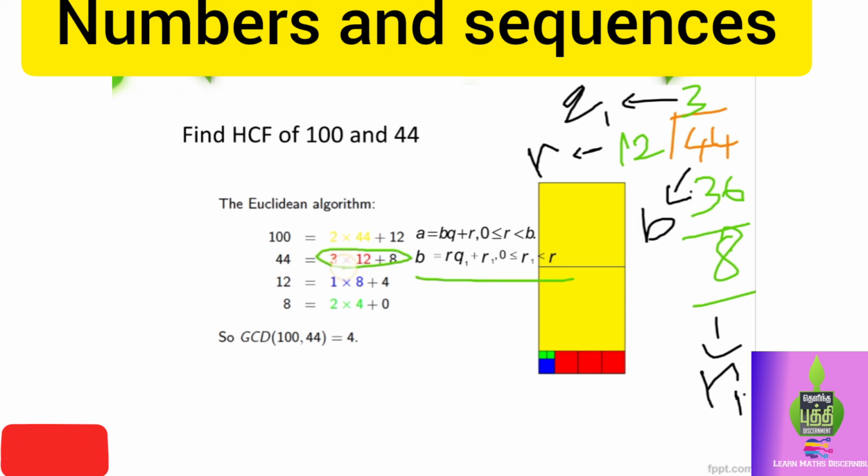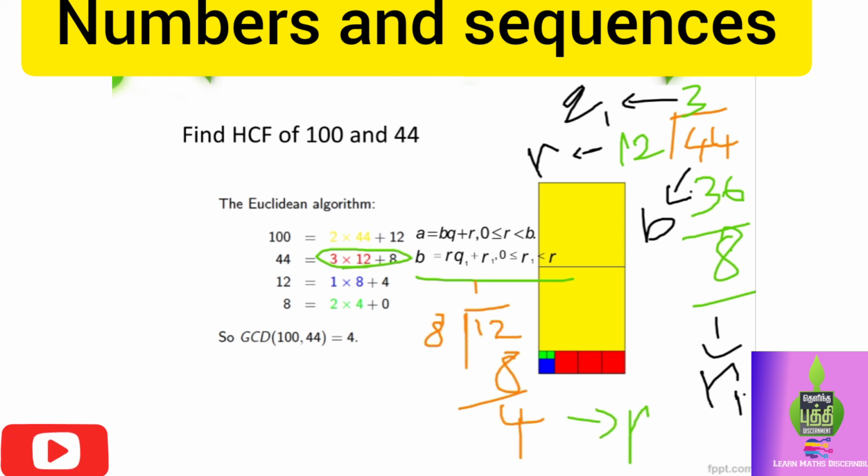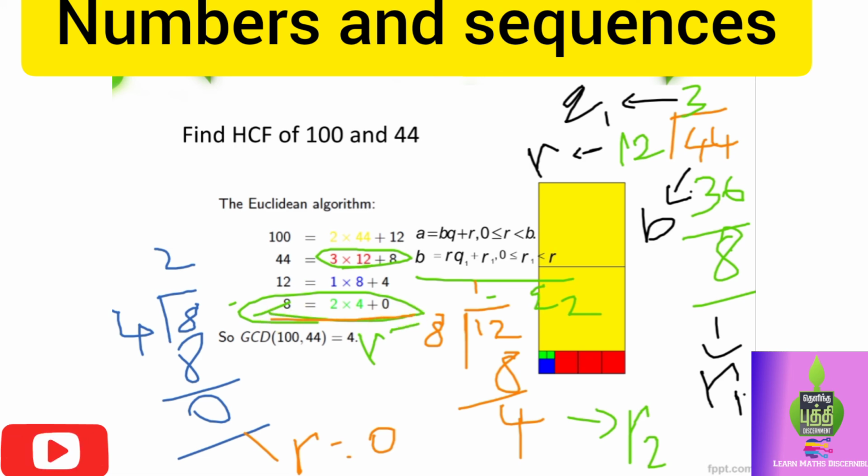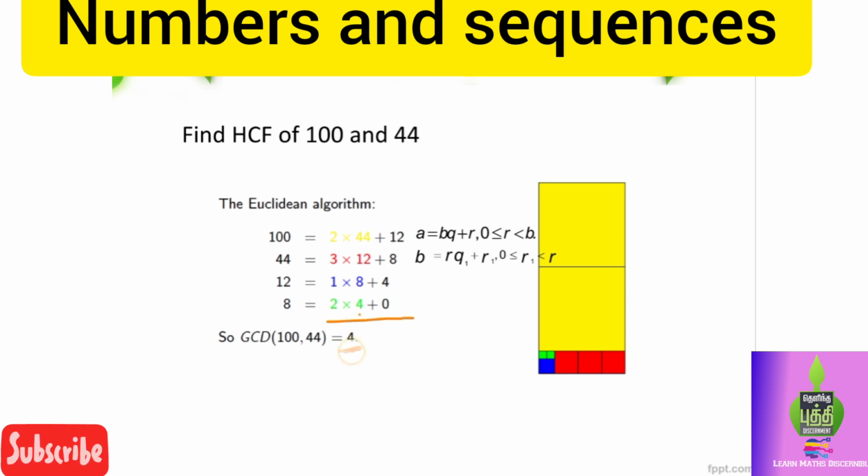Still we are getting r = 8, so we have to continue with another process. In the step 3 process, the dividend is 12 and the divisor is 8. Similarly, we have to continue until we get r = 0. Here we get r = 0, where 8 is the dividend and 4 is the divisor. We get remainder 0, so this is the last step in the algorithm. We got 0, so the GCD is 4.